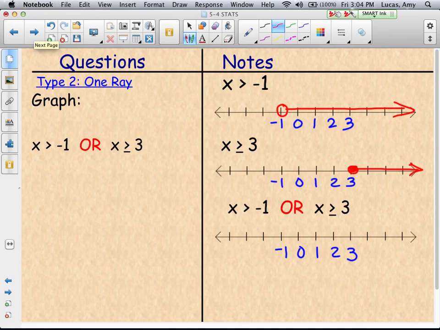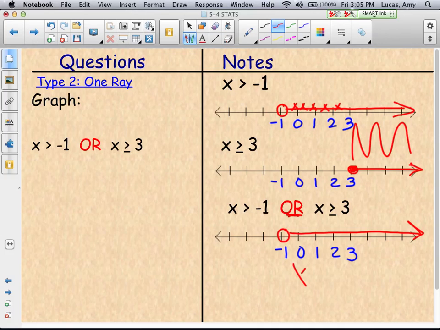Now, if I combine together these two rays, I combine them because you can be on one ray or the other one or both. They do overlap over here, but these points over here still count because with the word or, you just have to be on one or the other. So if I put these two rays together, my solution is going to start at the -1 and continue on to the right. So that ray, x is greater than -1, is actually our solution.